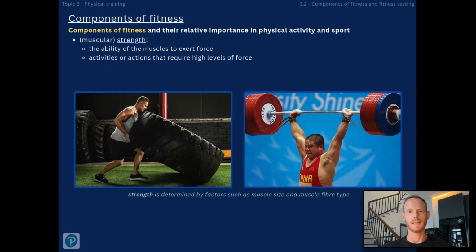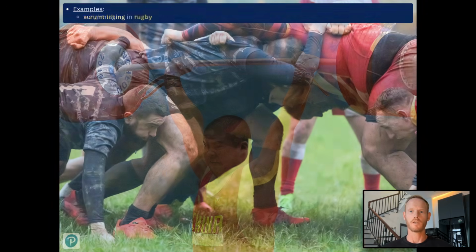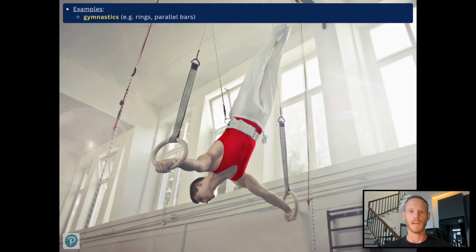Muscular strength is the ability of the muscles to exert force. It's determined by a range of factors, including the size of a given muscle group and the proportion of fast-twitch fibers contained within it. Activities or actions that rely on strength include weightlifting, scrummaging in rugby, and performing a ring routine in gymnastics.